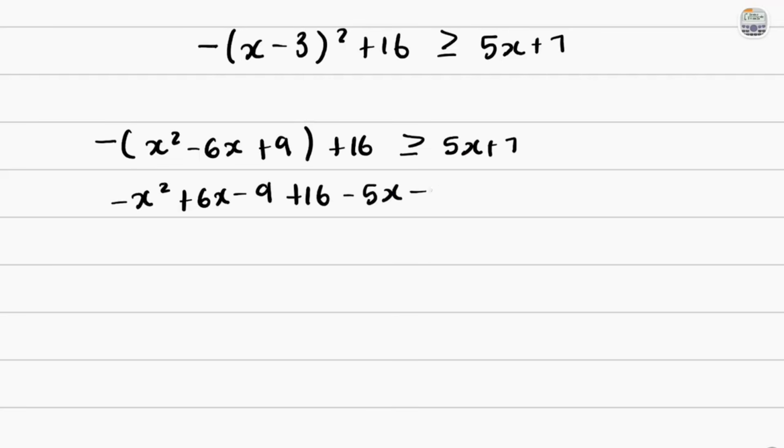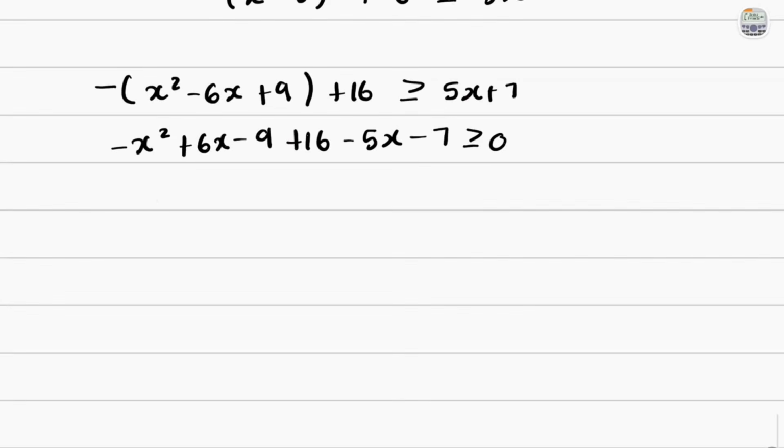So minus 5x minus 7 is greater than or equal to 0. And we have negative x squared, and if you say 6x minus 5x, you get positive x. And negative 9 plus 16, or just say 16 minus 7, gives us 9. So that's negative 9 plus 9, which is 0. So those cancel, and we have greater than or equal to 0.